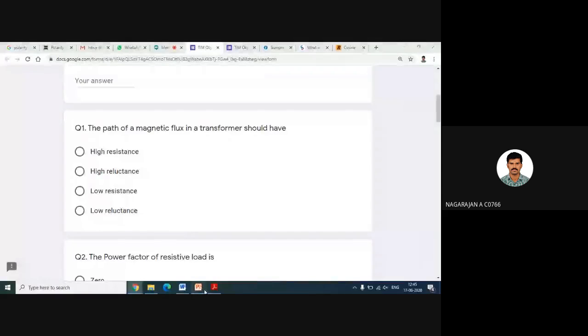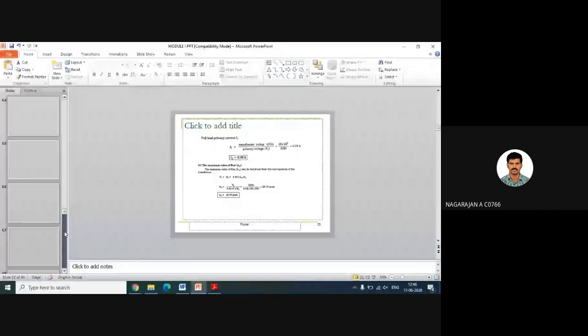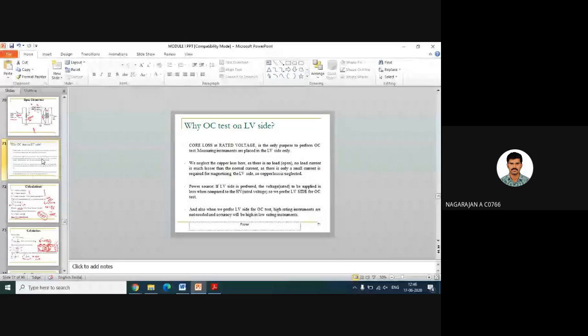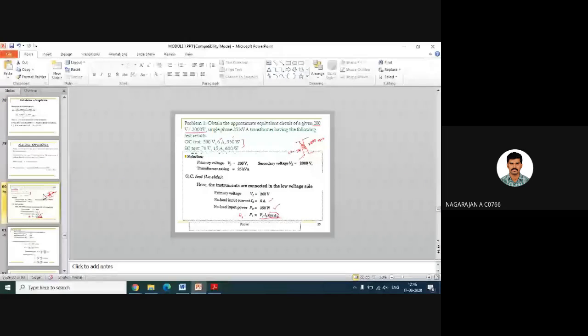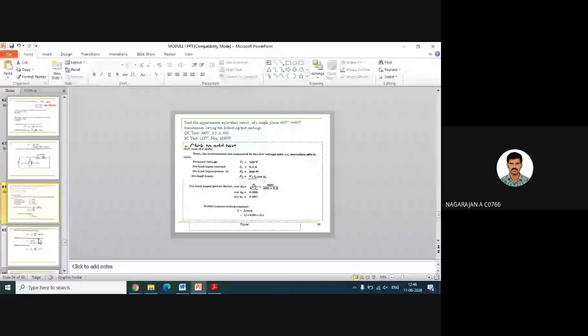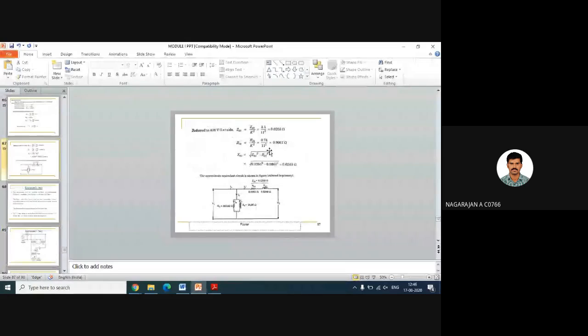The path of magnetic flux in a transformer should have high resistance, high reluctance, low resistance, or low reluctance. Look at this problem. You can identify the difference between R1 value and R0 value. R0 is magnetic core path. That is the major part within which the flux will be passing, isn't it? The core is the area where the flux is passing. Look at this equation. What is the value of R0? 266 ohms. And look here, R1 value. This is the resistance of conductors. What is the value here? It is 0.06, which is very small compared to R0 value.